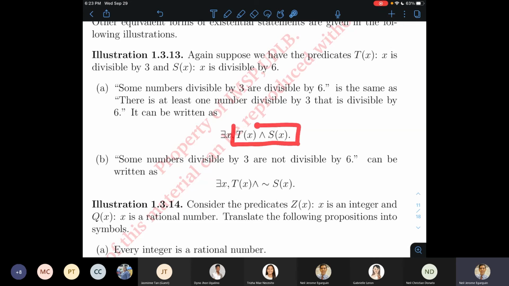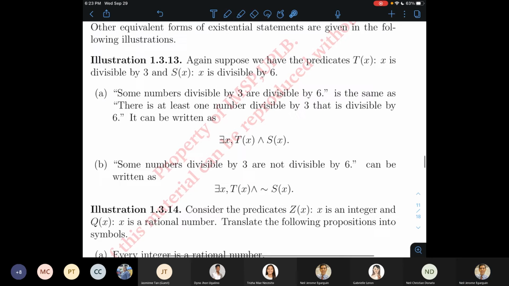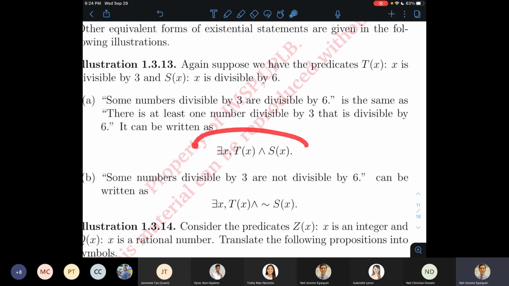So, kailan ba magiging true ito? Pero ito ay isang compound proposition. It is a conjunction. And remember, conjunctions are true if both conjuncts are true. So, medyo mabigat din to kasi dapat true yung T at saka true din yung S para dun sa X na pipiliin nyo para mapakita na ito ay true. So, can somebody give me an example that will make this true? Or actually, that would be the proof that this statement is true. Can you give me an X that will make this statement true?